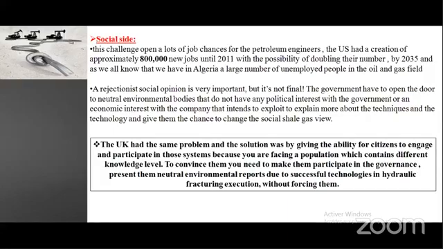The UK had the same problem, and the solution was to engage and participate in those systems, because you are facing a population which contains different technology levels. To convince them, you need to make them participate in the governance and present them neutral environmental reports on successful technologies in hydraulic fracturing execution, without forcing them.